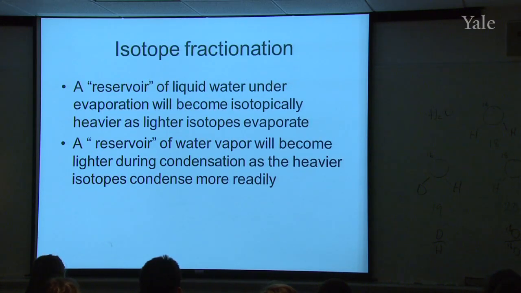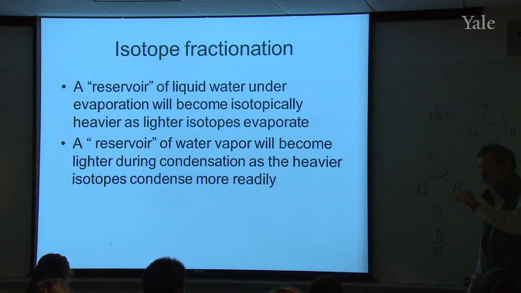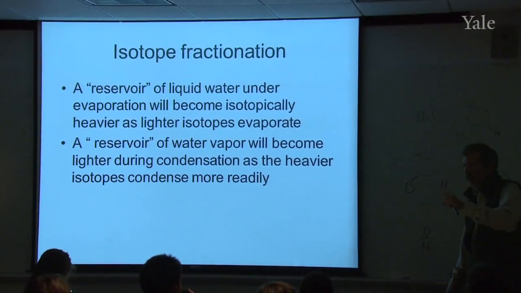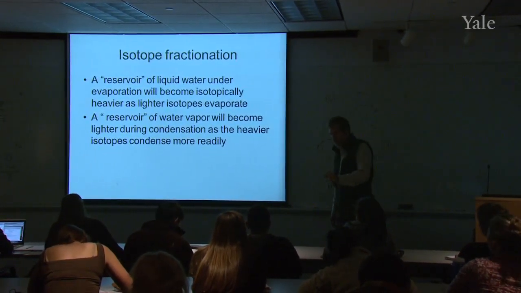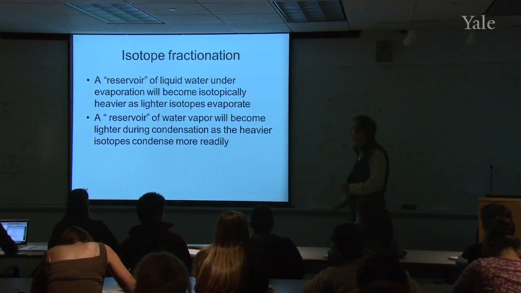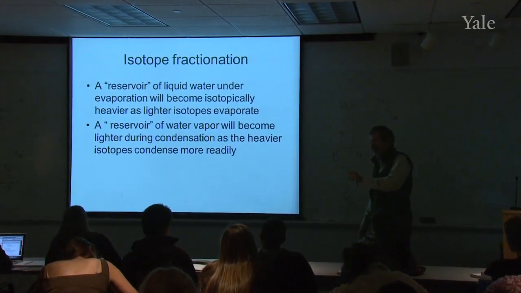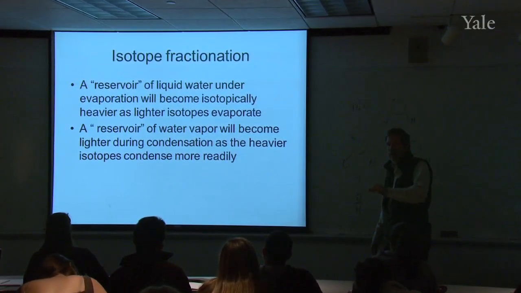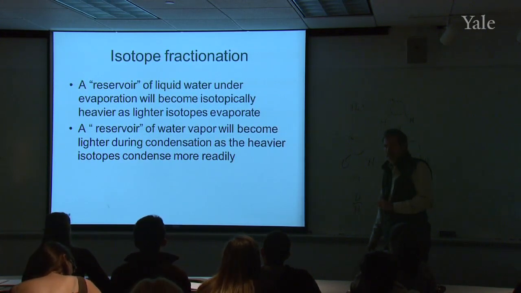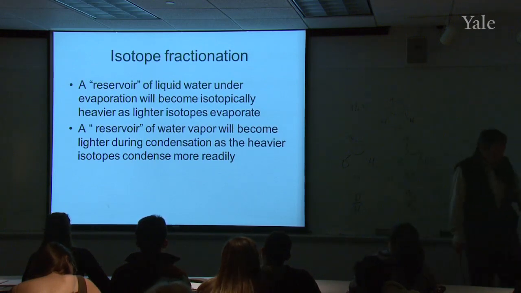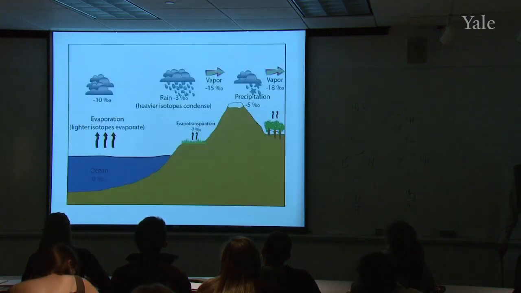You can do these experiments in the laboratory. You could take a dish of water, take a sample from it, put it into a mass spectrometer to determine the isotope ratios, then let it sit there for a few days and partially evaporate. And when you came back and took another sample of the liquid, and again put it on the mass spectrometer to get the isotope ratio, it would be isotopically heavier, because the lighter isotopes would have evaporated preferentially. So it's an easy thing to do in the laboratory to measure this physical process called isotope fractionation.